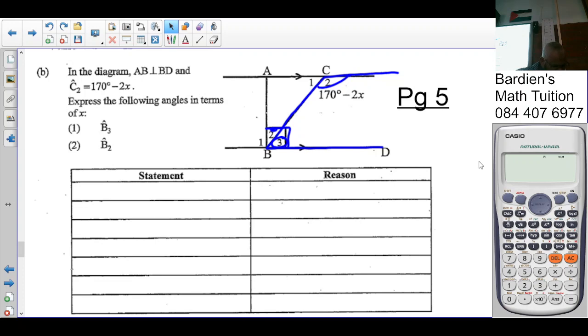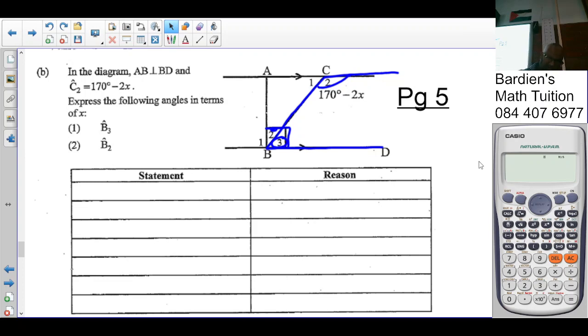B3 is with that, no? Is this here. Right, no? Now you take that over the equal sign as well. So you got B3 is equal to 180 minus 170 plus 2x. So it's going to give you 10 degrees plus 2x. So that's B3 in terms of x.